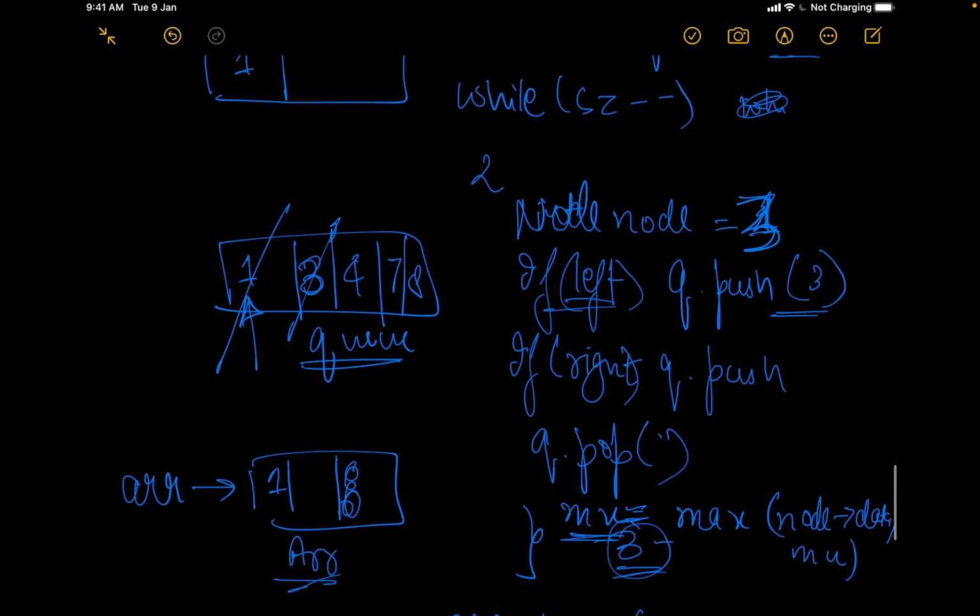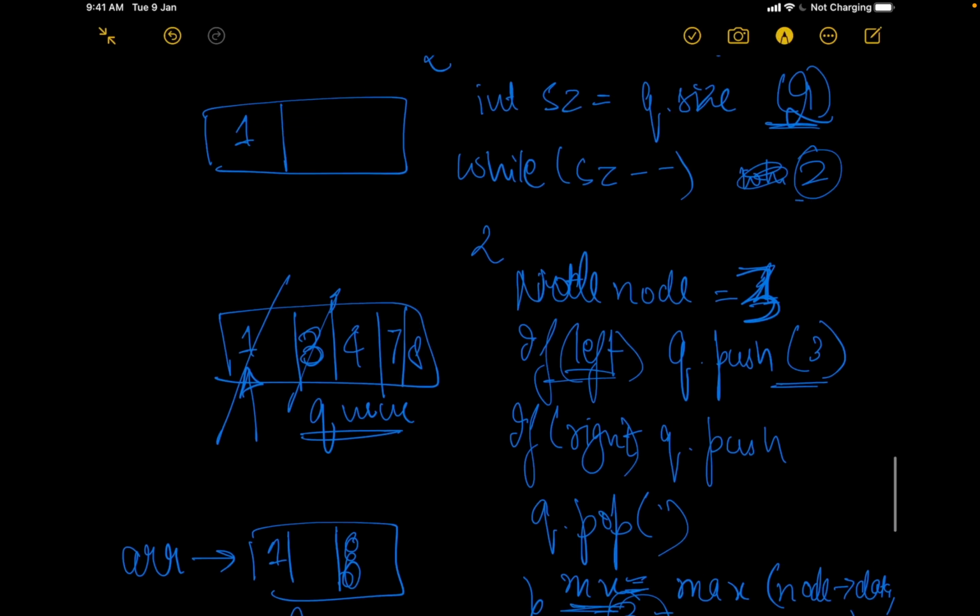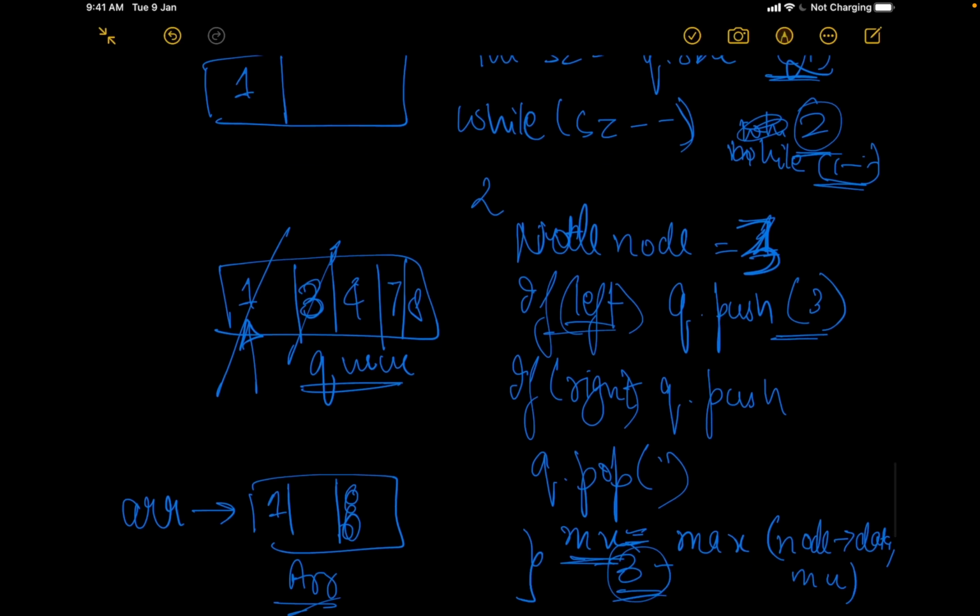Now the while loop would continue because it has a size of 2, and now it would become while 1 minus minus. So it's still not invalidated. Now I'll check what's the starting of the node. So it's a 4. So I'll give a 4 over here.